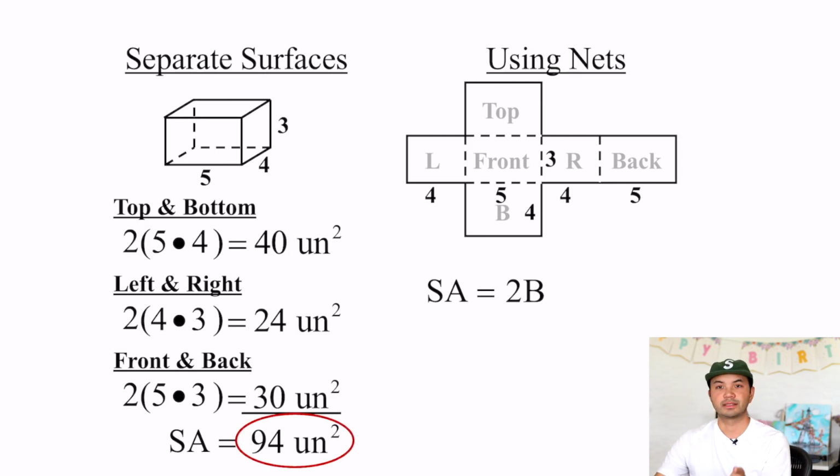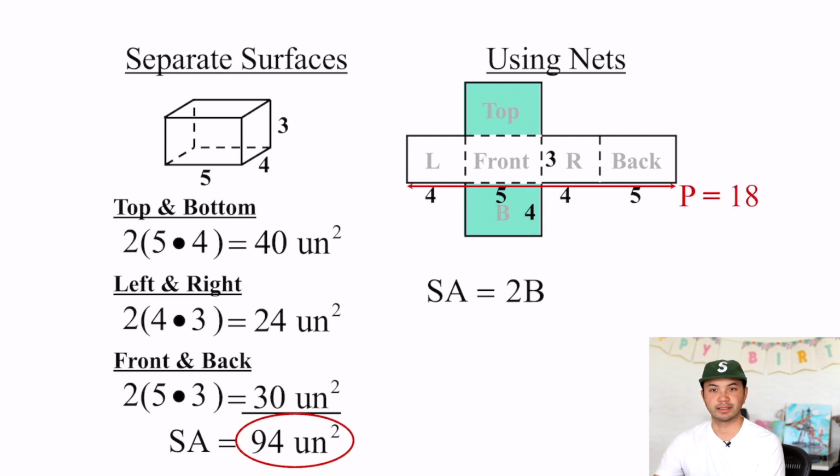This is take 2 of the base areas, because the base area is the top and the bottom. So you multiply those by 2. And then, this is the cool part, the base of this rectangle here, that's actually the perimeter of your base.